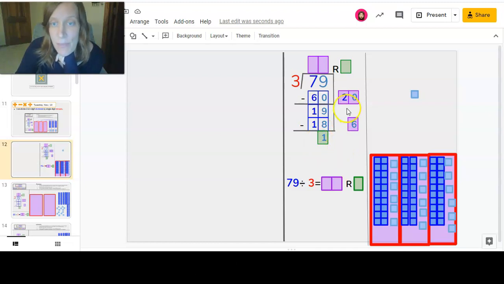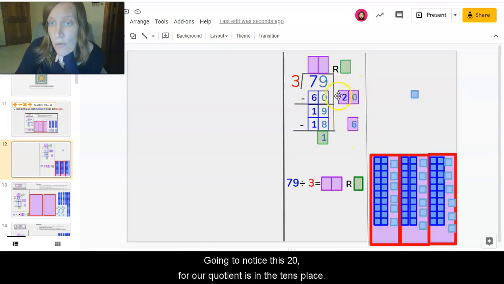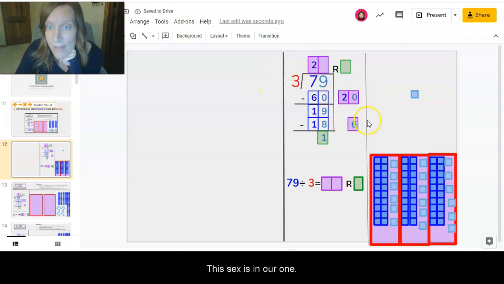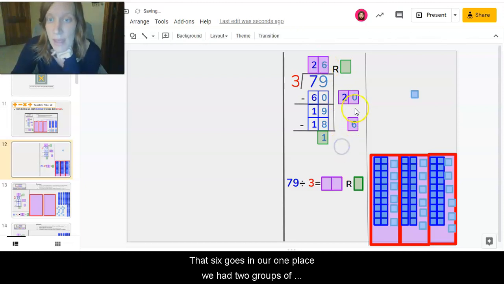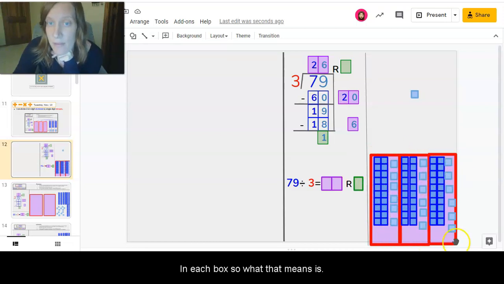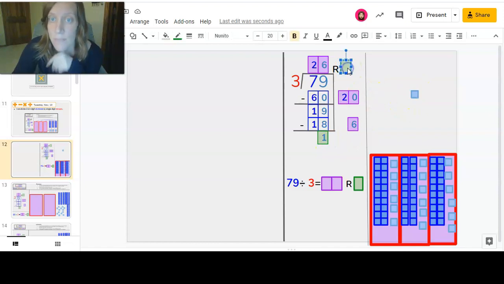It doesn't fit evenly. Now these numbers up here, you're going to notice this 20 for our quotient is in the tens place. That goes right here in our tens place for our quotient. This 6 is in our ones place. That 6 goes in our ones place. We had 2 groups of 10, so 20 in each box, and 6 ones in each box. There should be 26 in each box. So what that means is 79 divided by 3 is 26 with 1 as our remainder.